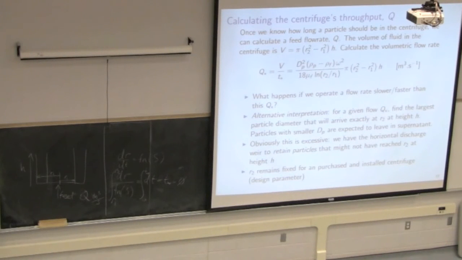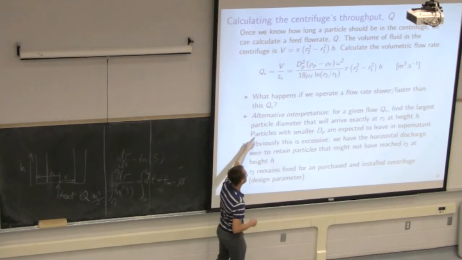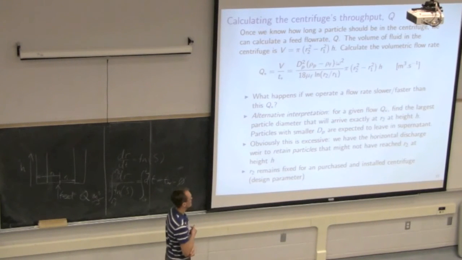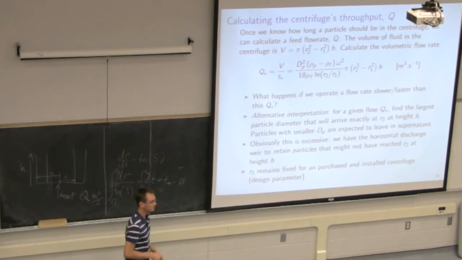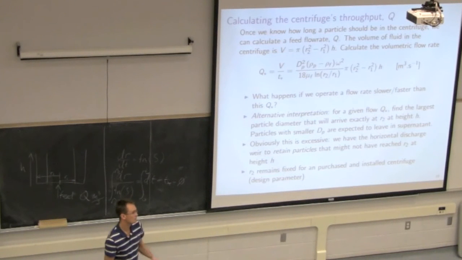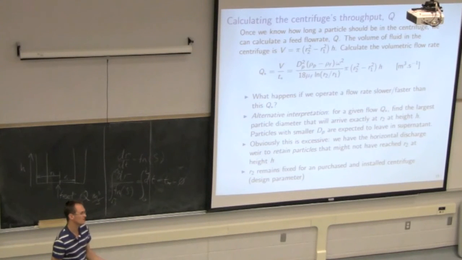Particles with smaller diameter will leave. We won't be able to capture those. Particles with larger diameter, the aim is to get all the particles to actually reach the wall. The aim is usually to get all the particles out of your system, but oftentimes we have simple specifications on our product. So we simply say we guarantee particles of this size are caught, and smaller particles are not, so they're assumed to remain suspended.